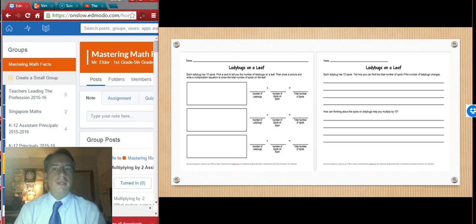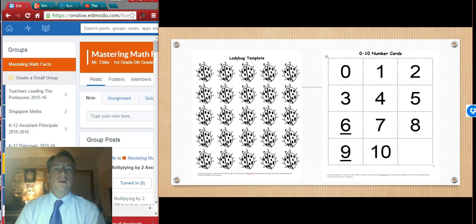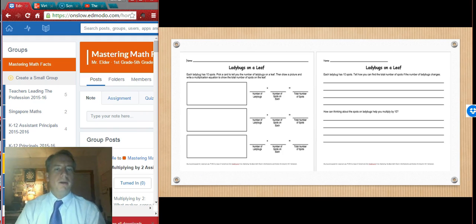We can now extend this, right, into a little bit more formal way of drawing it out. So we've used our ladybug template and our number cards. Maybe we created something of a chart on our own, but now we want to extend that and make it a little bit more individual or pair-based. So here's where we're making the connection directly to the multiplication sentence. So now I'm going to try again with pulling the number cards. I pull a 3, so I'm going to draw my 3 ladybugs on there. So I have 3 ladybugs times 10 spots on each gives me 30.